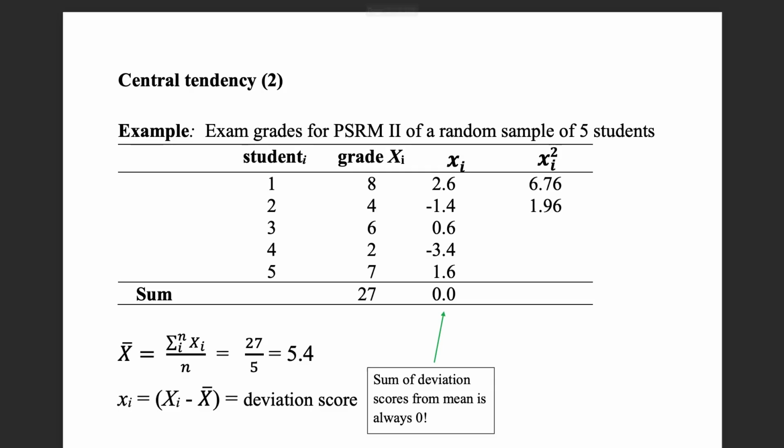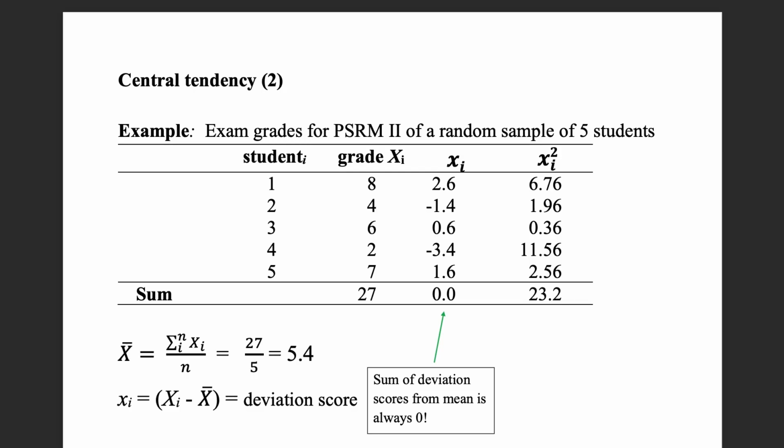For the second student, that student had a negative deviation score, but will have a positive squared deviation score because negative times negative is positive. So in this case, minus 1.4 times minus 1.4 equals 1.96. For the third student, 0.6 times 0.6 equals 0.36. For the fourth student, minus 3.4 times minus 3.4 equals 11.56. And for the fifth student, 1.6 times 1.6 equals 2.56.